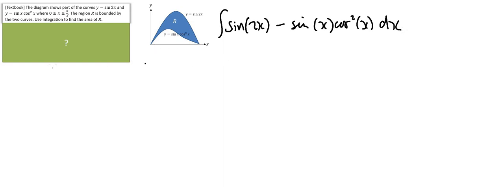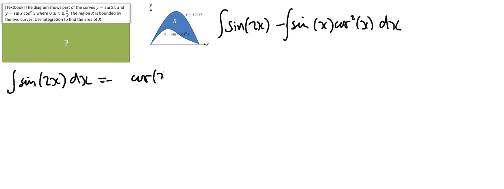Okay. So let's take them separately, because we can just split them into two different integrals. So the first one, we've got sine of 2x dx. Well, that's pretty simple. We know that if we integrate sine, we get minus cos of 2x. And because we have something multiplying our x, that means we have to divide by that. So we've got minus 1/2 cos 2x.